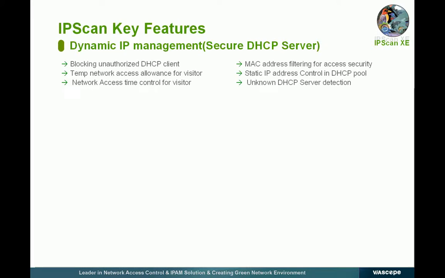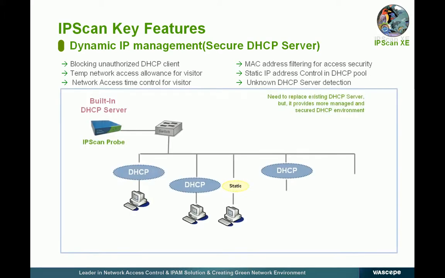IPscan doesn't need a particularly difficult configuration or installation process. By simply activating the DHCP server function that is built in the IPscan probe, you can assign IP addresses with ease. The DHCP pool is divided in two categories. First is the authorized DHCP pool, and the second one is the unauthorized DHCP pool.